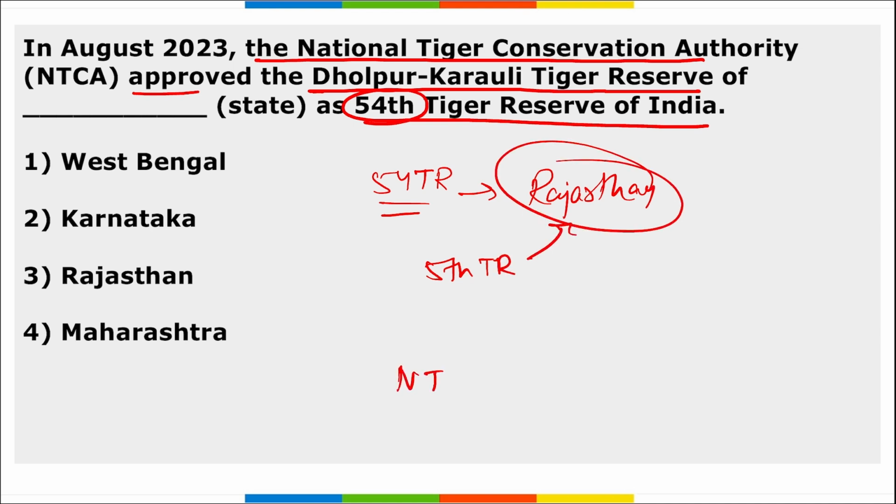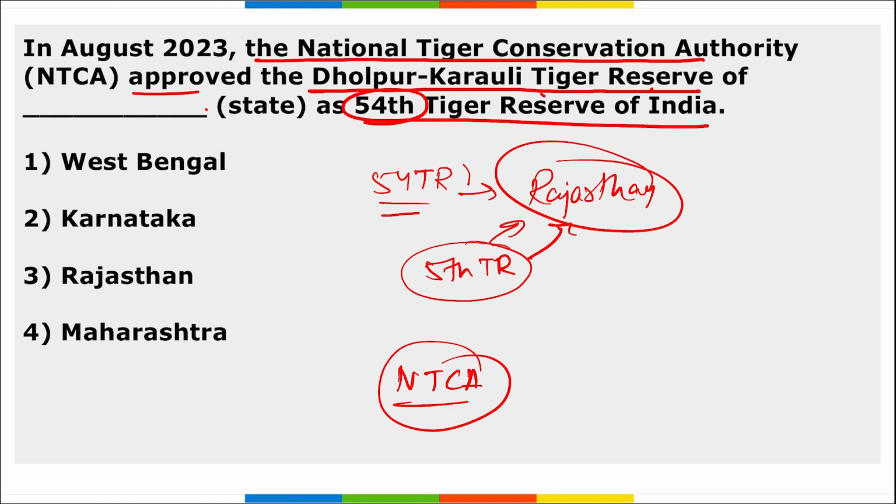Correct? So National Tiger Conservation Authority, that operates under the Ministry of Environment, Forest and Climate Change of the Government of India, has recently approved a new tiger reserve, that is Dholpur Karauli Tiger Reserve, in the state of Rajasthan. This is the 5th Tiger Reserve of Rajasthan and 54th Tiger Reserve of India. So right option is option 3.